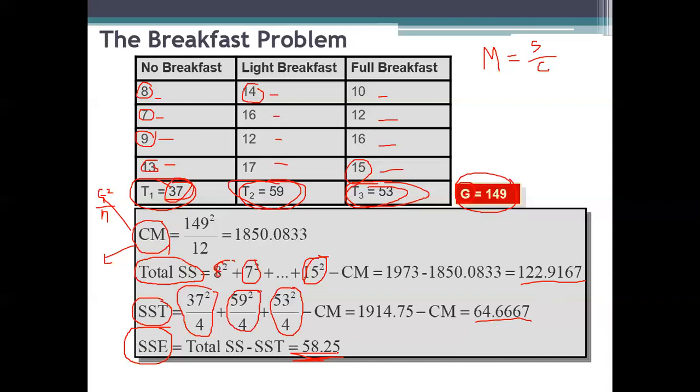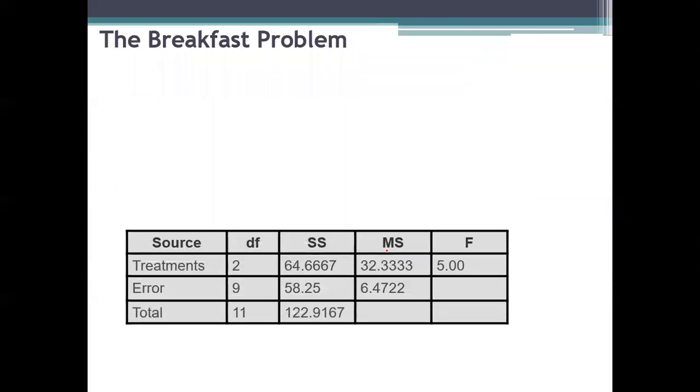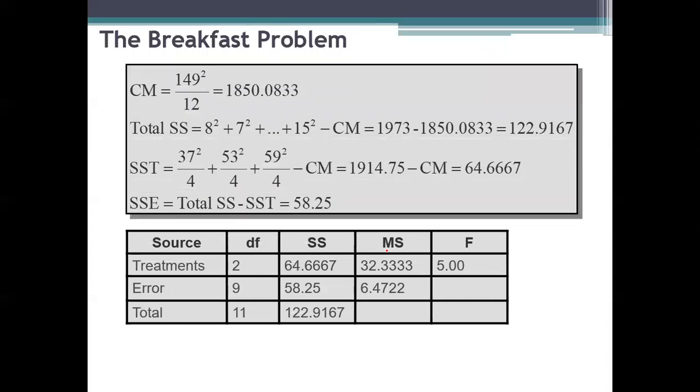Okay, now you have got all the values: the CM, the total SS, the value of SST, the value of SSE, the value of G. So you can start to convert all these values into the ANOVA table. Okay, in the ANOVA table.